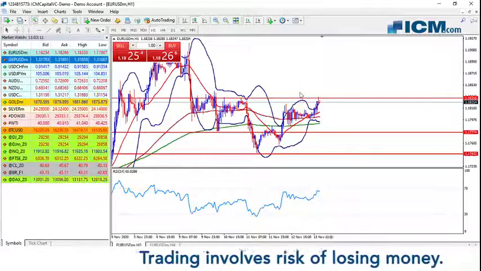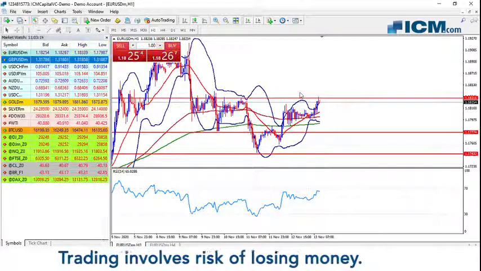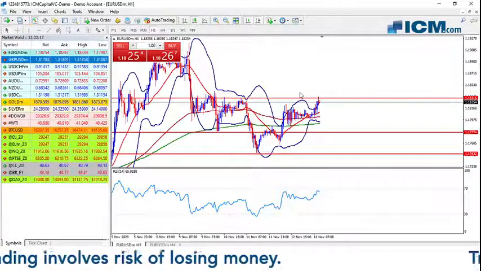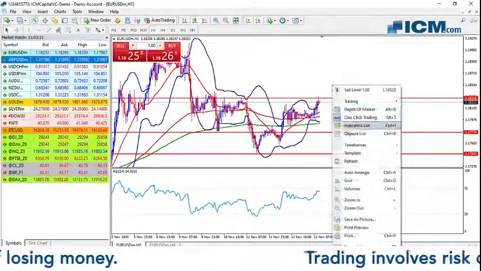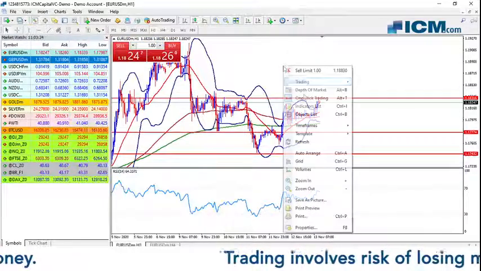We had the second reading of the third quarter GDP figures from the Eurozone, but they just missed estimates by a little bit, slightly lower than the preliminary reading, and it didn't have much of an impact on the market.